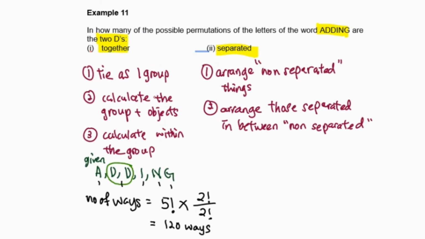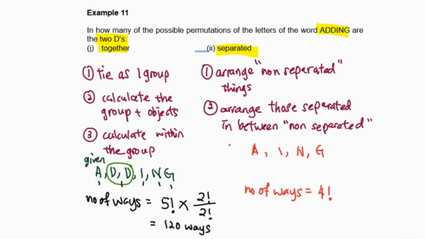Then, when we want to separate these D's, first step, we are going to arrange those non-separated things, and then we will put the separated objects in between those non-separated ones. Therefore, the first thing we are going to arrange is A, I, N, G, which are the non-separated objects. In order to arrange this A, I, N, G, the number of ways will be equal to 4 factorial.